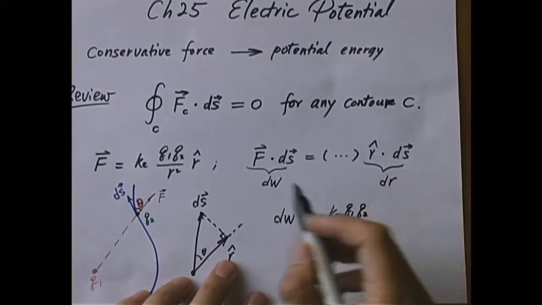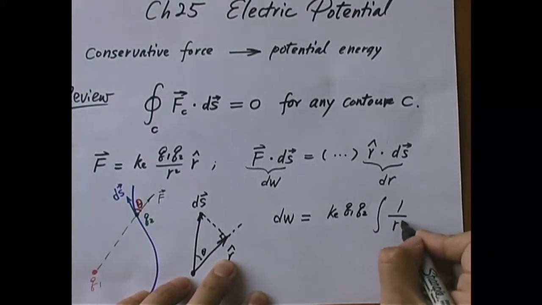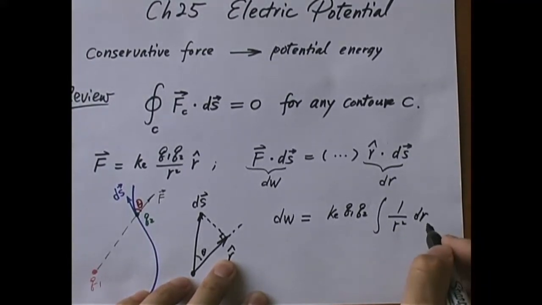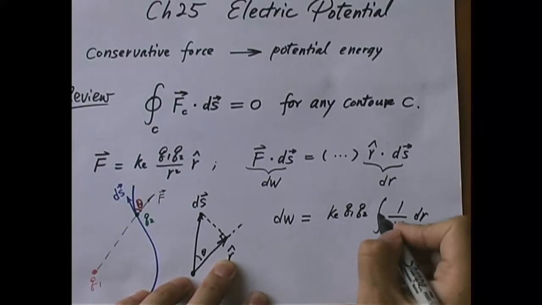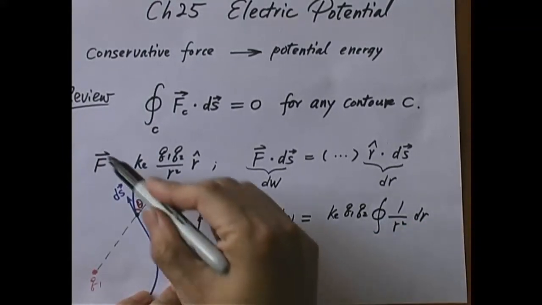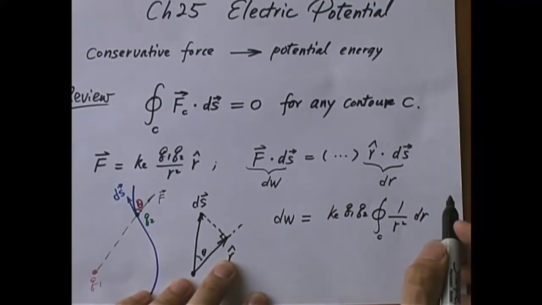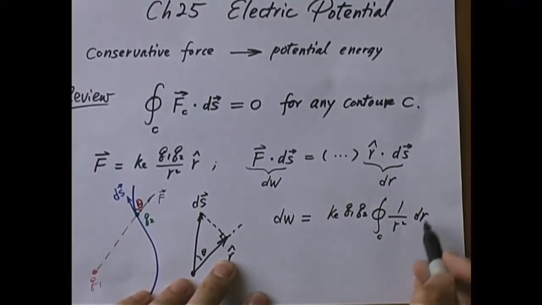Right? And then what's left is 1 over r squared, and then dr. Now let me integrate over a self-completed contour of any shape. And that's a contour. So tell me, after you go around, what is this integral equal to? Well, you can work out this integral. It's very simple, dr over r squared.